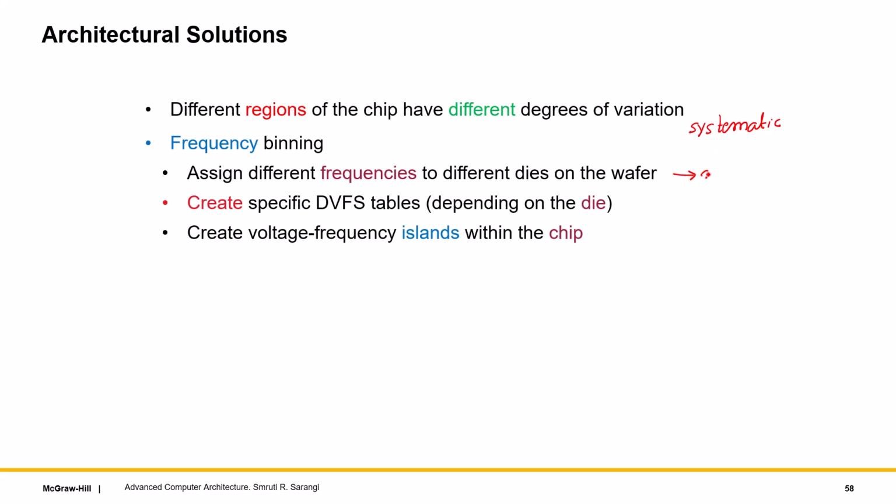So different dies or different chips that come out of a single wafer would have different frequencies. I can just measure at what frequency it is working correctly and assign that. Create separate DVFS tables and create dedicated voltage frequency islands within the chip. So even given a single chip, I can say that this part, maybe a set of cores or cache banks or whatever, runs at a certain voltage frequency pair. Another region runs at a different voltage frequency pair, and so on and so forth.